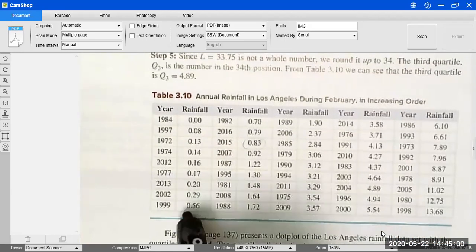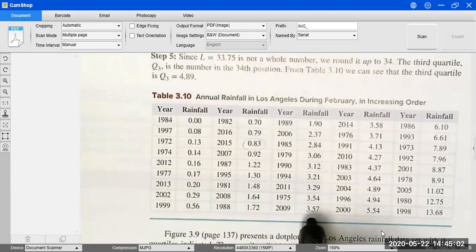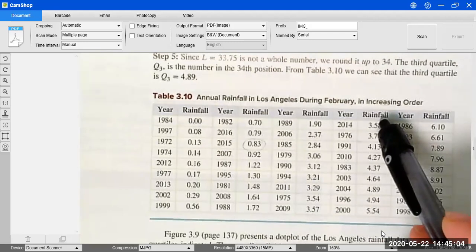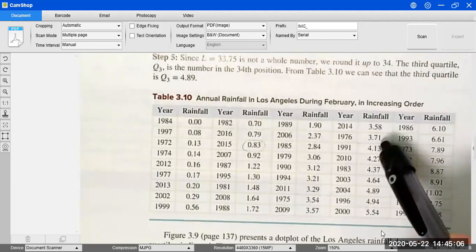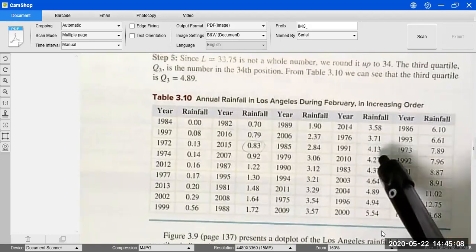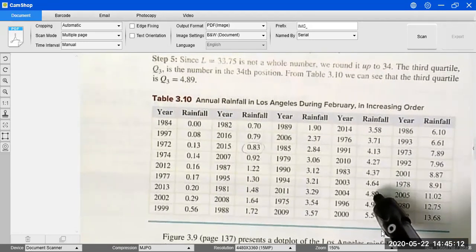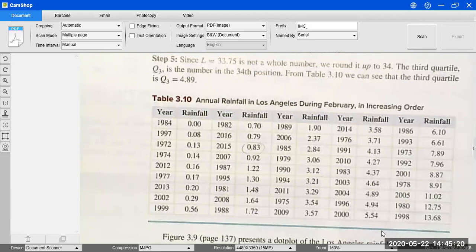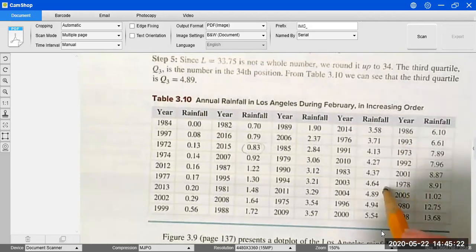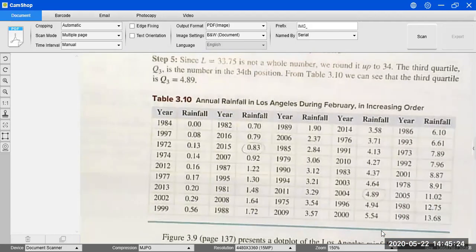So there are 9. 3 times 9 is 27. So this is going to be 28, 29, 30, 31st, 32nd, 33rd, and 34. Is that the one that we are looking for? The 34 location is 4.89. So this is going to be my third quartile.